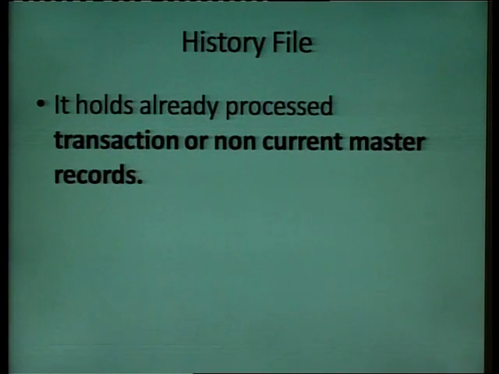So next is the history file. History file holds already processed transactions or non-current master records. Clear? The types of files we covered: the master file, input and output files, transfer file, library files, transaction files, temporary files, backup file, and last but not least, the history file that holds processed transactions or non-current master records.